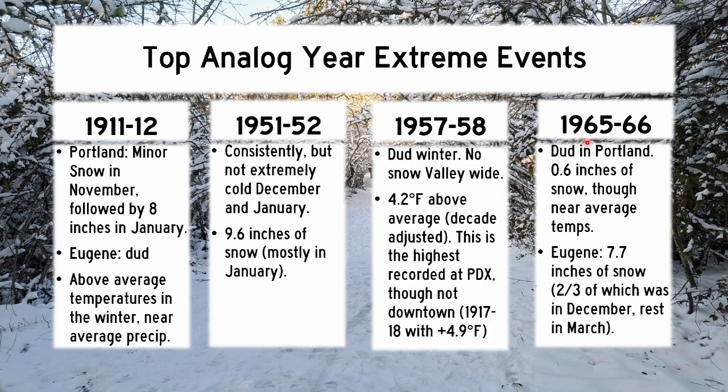And then 1965 to 66, while it was a dud in Portland with less than an inch of snow, it did maintain near average temperatures. But in Eugene, there was 7.7 inches of snow, 2/3 of which was in December, mainly the latter half of December, the rest of which occurred in March.